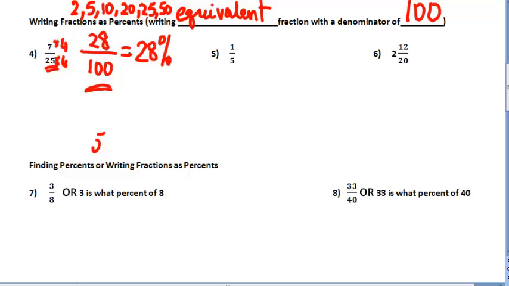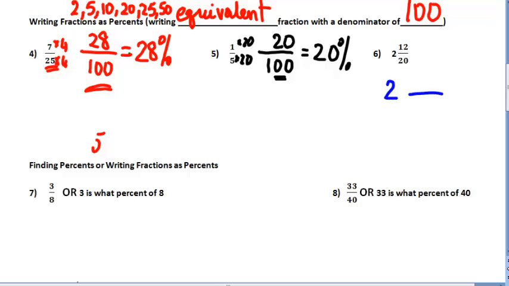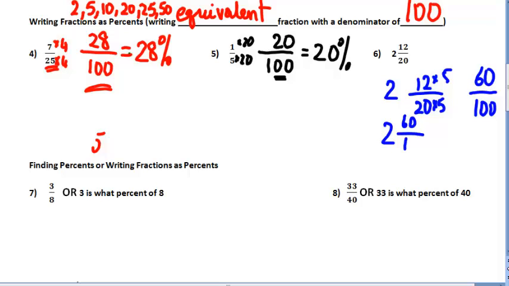The next one, for me to get a denominator of 100, because that's how I write my percent, with a denominator of 100, I multiply by 20 times 20, so I get 20 over 100, which is 20%. And the last one, I can do it a couple different ways, and I like to do it by leaving the whole number but making my denominator equivalent to 100 out of the fraction, just the fraction piece. So times 5 gives me 60, so that's a 2 and 60 hundredths.